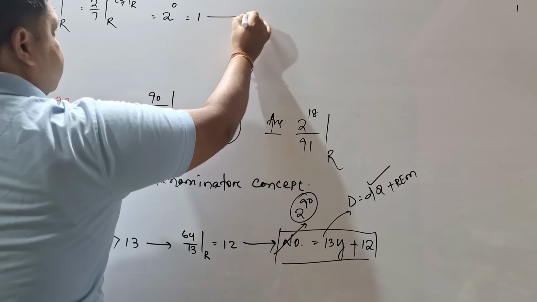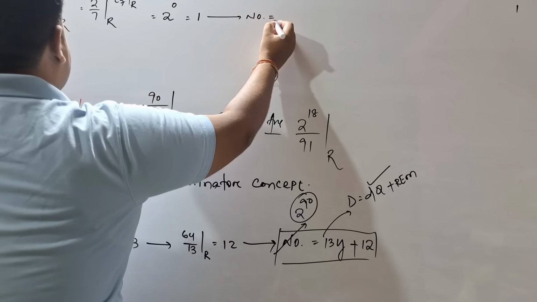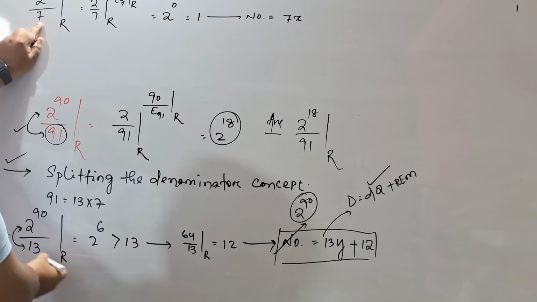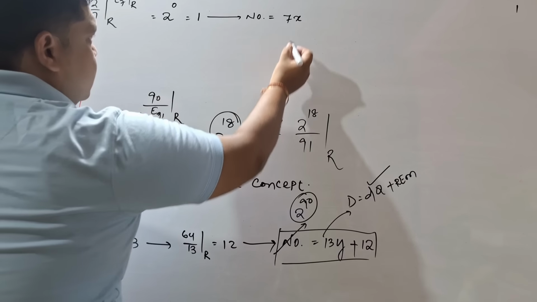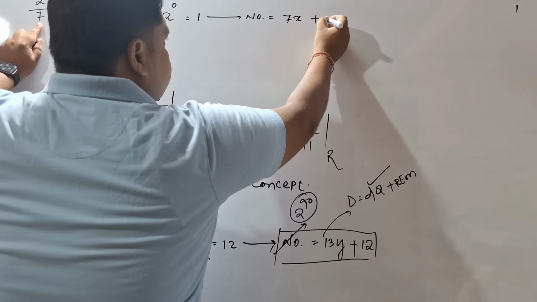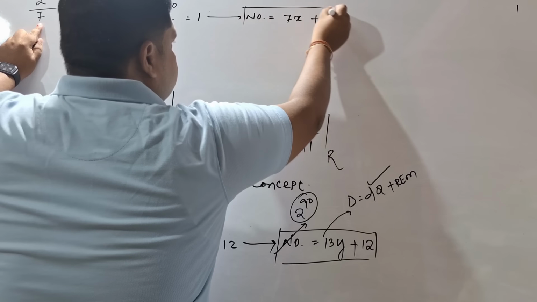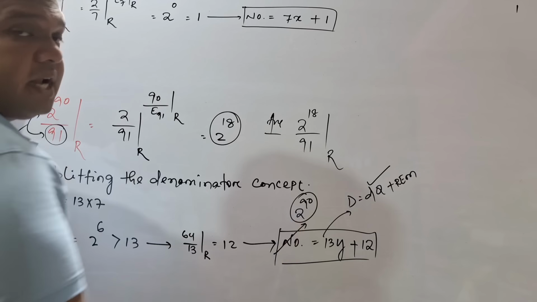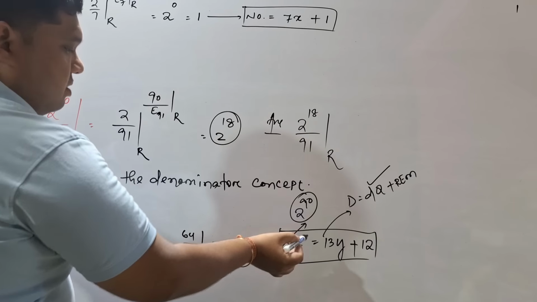So here number can be written as, this is equal to, divisor is 7, so this is 7x. Here divisor is 13, that's why here I write 13y. Here x is the quotient I don't know, let's say x, plus remainder is 1. This is my equation number 2. And if you compare, both the numbers are same, this is 2 to the power 90. So I can equate these two numbers.